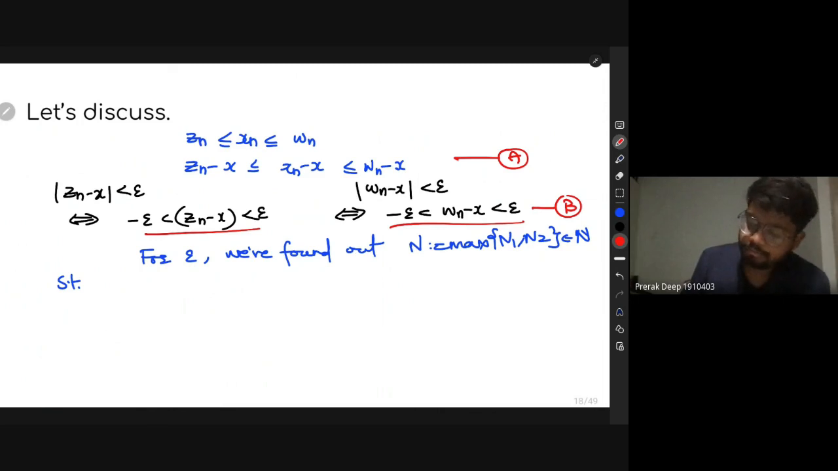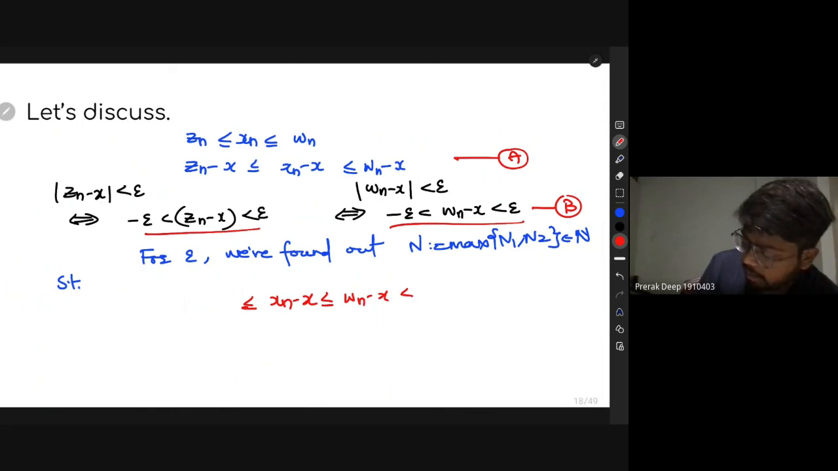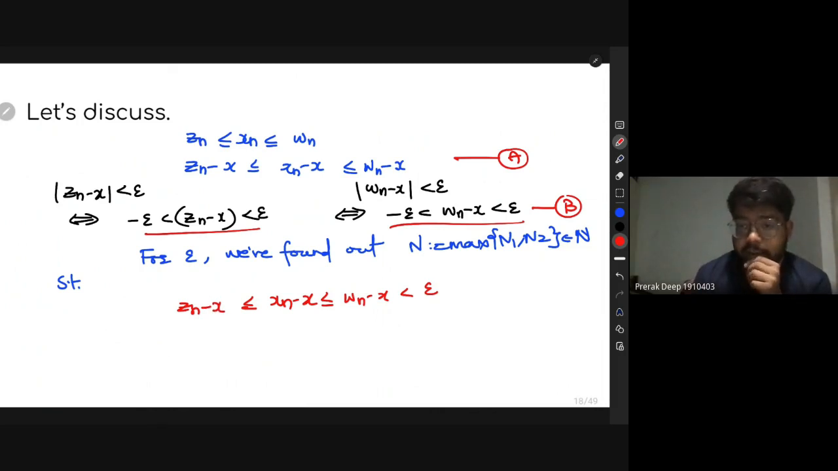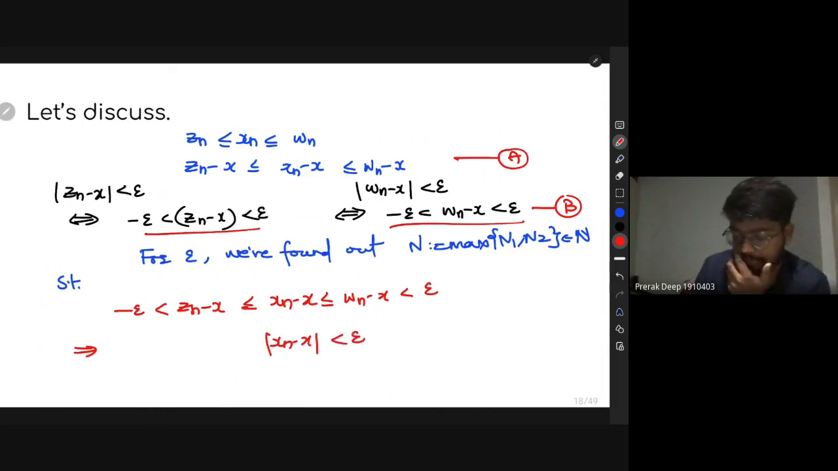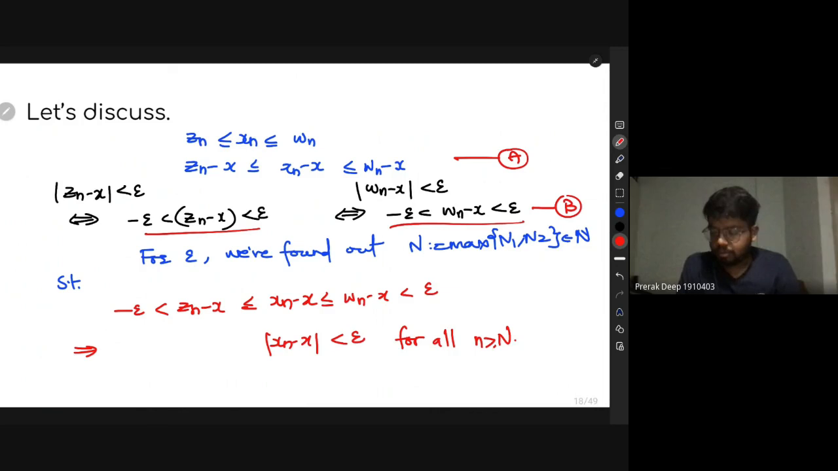Okay, so from (a) and (b), we get that xn minus x is smaller than wn minus x, and now wn minus x is smaller than epsilon, and xn minus x is larger than zn minus x, which is larger than minus epsilon. We get that the modulus of xn minus x is smaller than epsilon for all n greater than or equal to N.